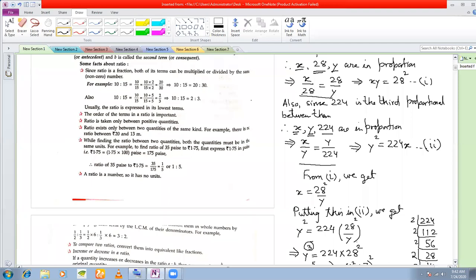Okay, so can we proceed now to the property of proportion or any other problem?